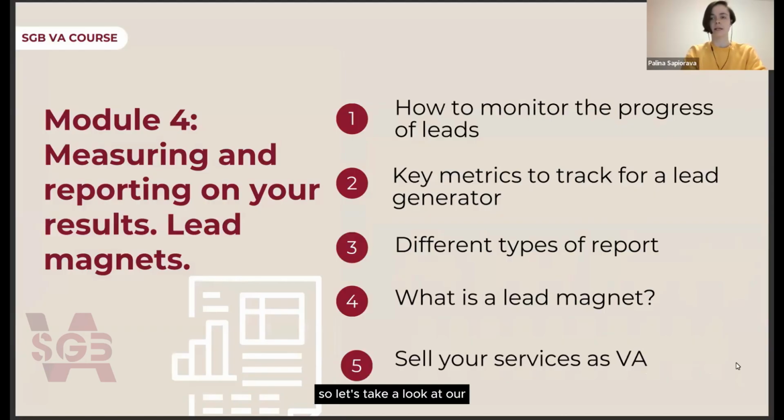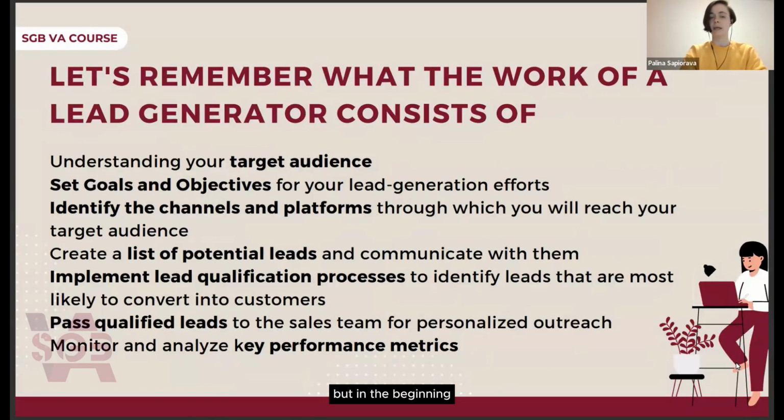So let's take a look at today's questions. First of all, we will talk about how to monitor the progress. Then I will tell you more about key metrics that are used to track your results and progress. We will talk about different types of reports and what a lead magnet is and why lead generators use it. And in the end, I will tell you about selling your services as a lead generator, how that can be done, etc. But in the beginning, let's remember our previous sessions and take a look at the responsibilities of a lead generator.